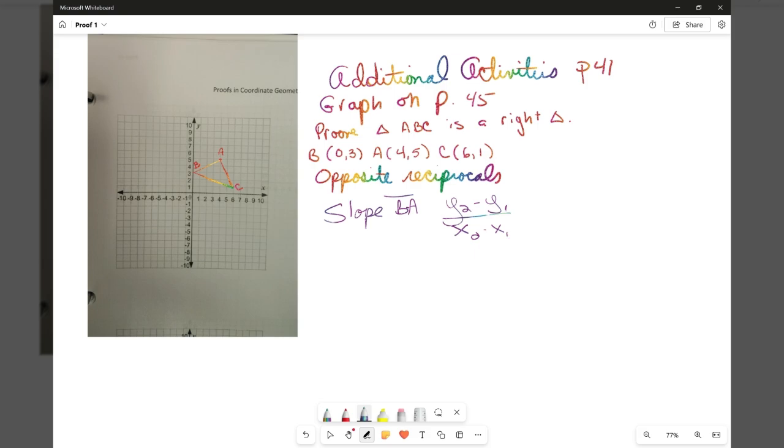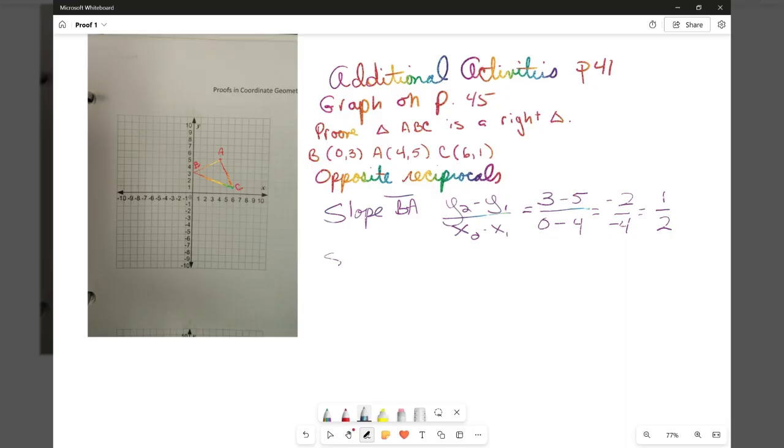So I start with the point B, and the x is 0 and the y is 3. So I'm going to use 3 for y over, and the y for letter A is 5, so 3 minus 5. And then the x value for B is 0, and the x value for A is 4. So this ends up being 3 minus 5, which is negative 2, over negative 4, which is a positive 1/2. So if I want to show that BA is a right angle with AC, then my other slope has to be negative 2, because that's the opposite reciprocal.